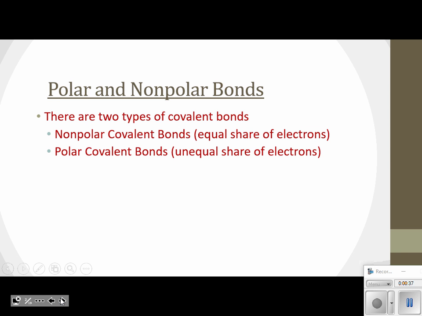Polar and non-polar bonds. Remember, we talked earlier about a non-polar covalent bond and a polar covalent bond. How could we distinguish the difference between a non-polar and a polar covalent bond? How did you know? How do you know? Do you know? What do you think? Go ahead, Mason. The difference in electronegativity. Excellent.